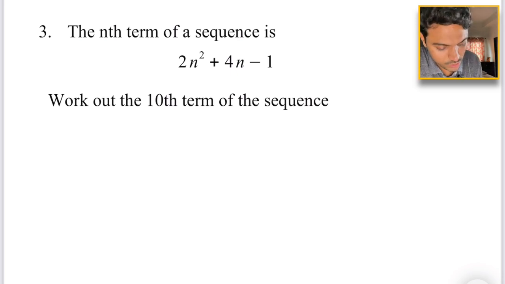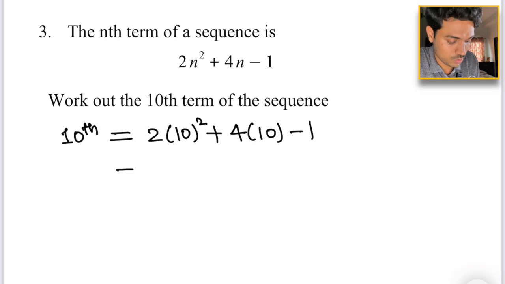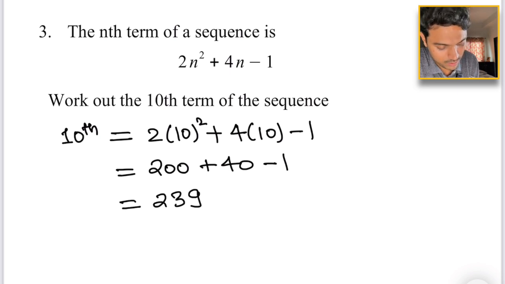So 10th term. So to find the 10th term, we have to substitute 10 in place of n. So 2 times 10 square plus 4 times 10 minus 1. 10 square is 100. 100 into 2 is 200 plus 40 minus 1. So that is going to be 239. So that's the 10th term, 239.